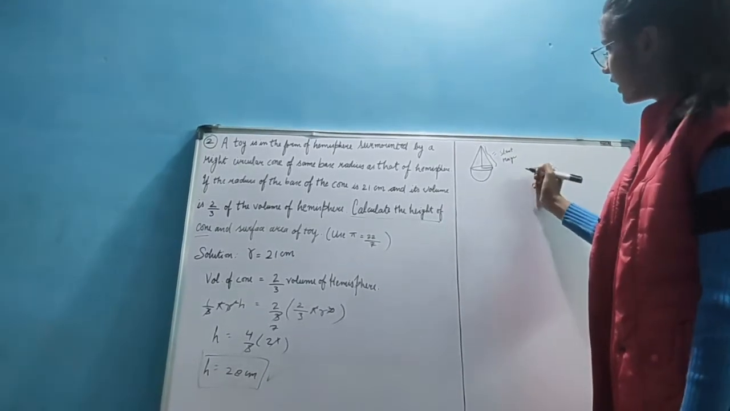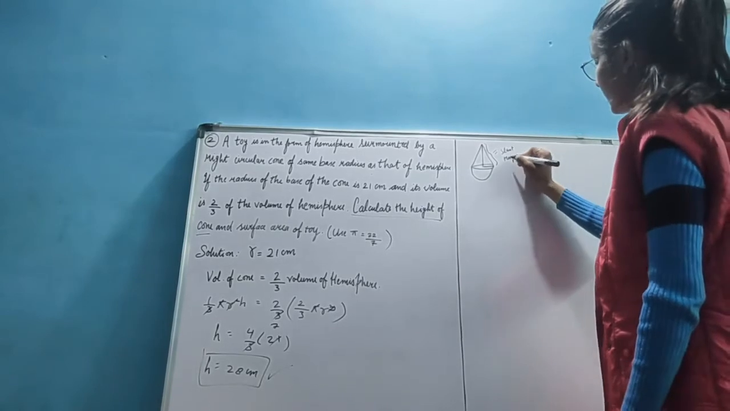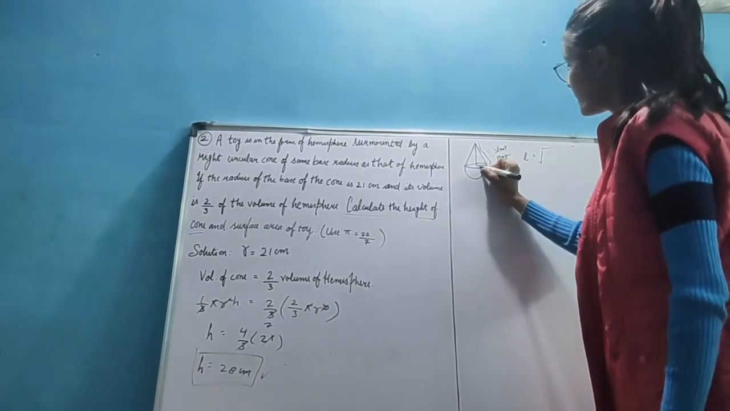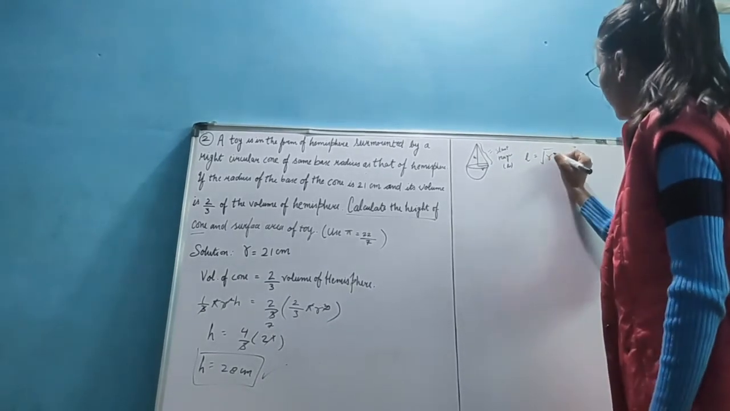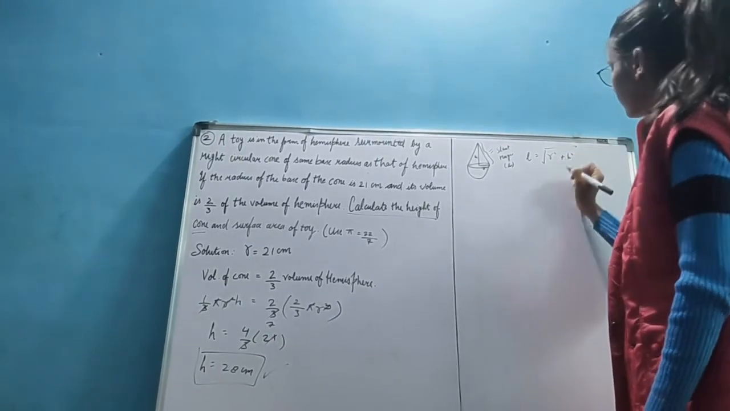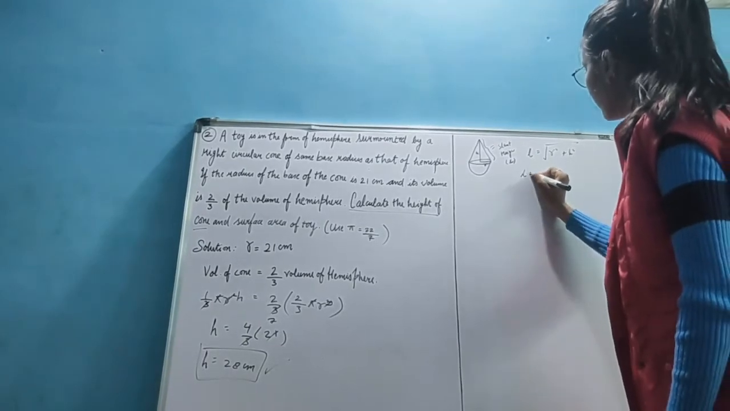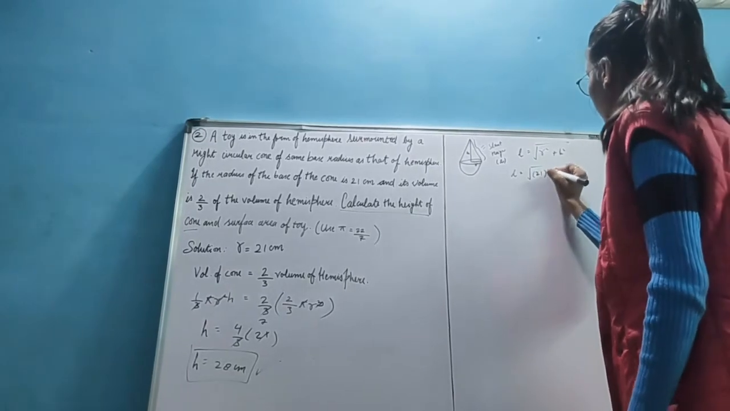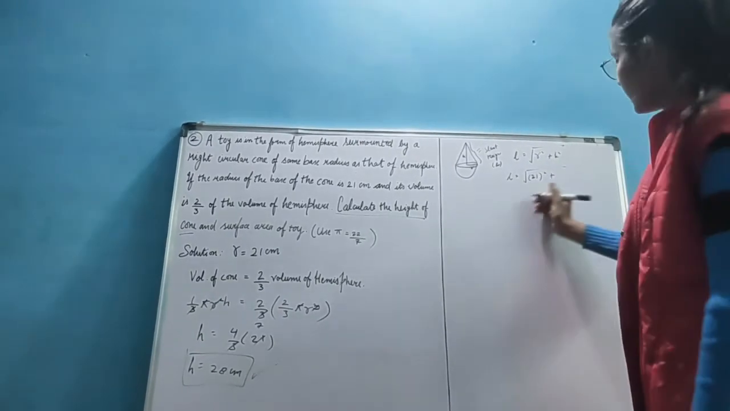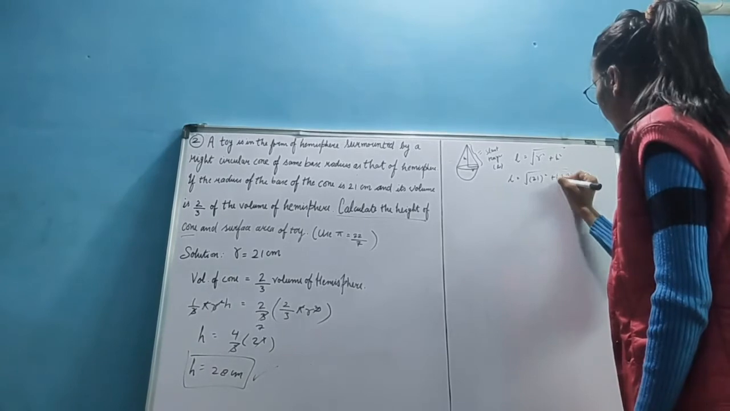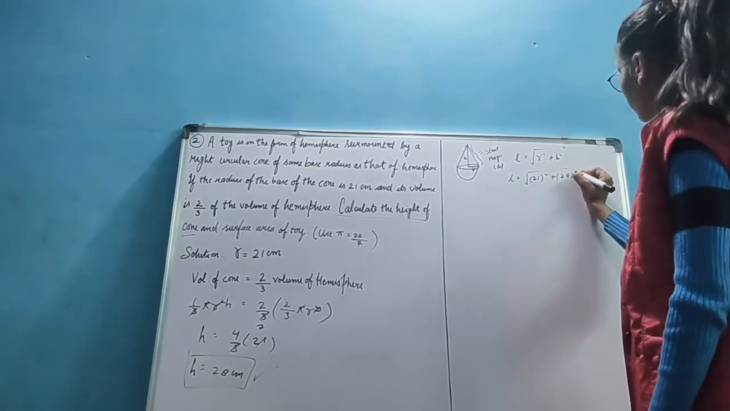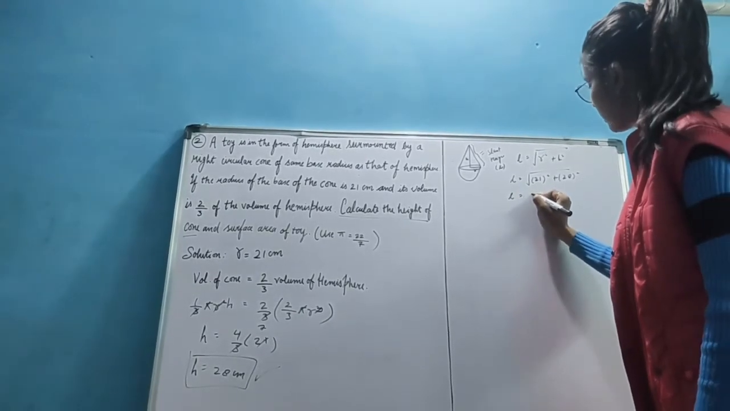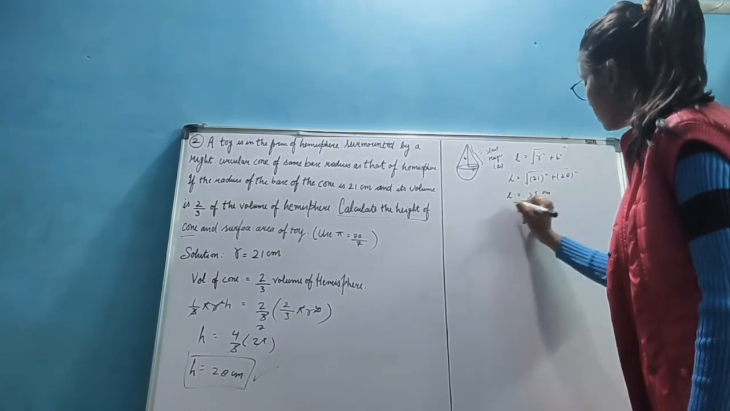I have to calculate it. So the formula of slant height, let it be L, is L equals root of R square plus H square. L equals, where R is 21 and H is 28 centimeter, root of 21 square plus 28 square. By calculating this, L comes to 35 centimeter.